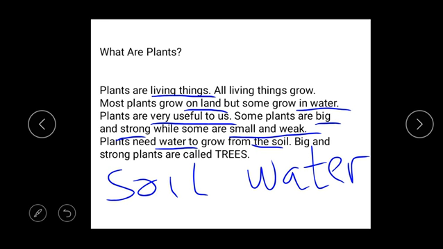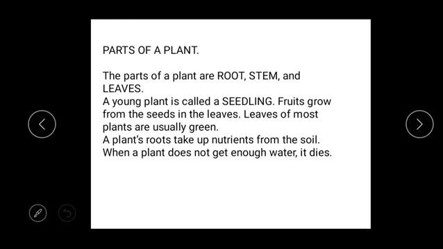Like I said earlier, we can have some big and strong plants, and these are called trees. Some trees are very big and they are very strong. Okay, let's move forward.